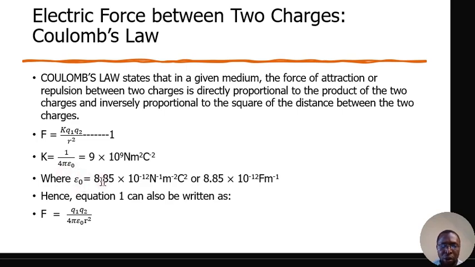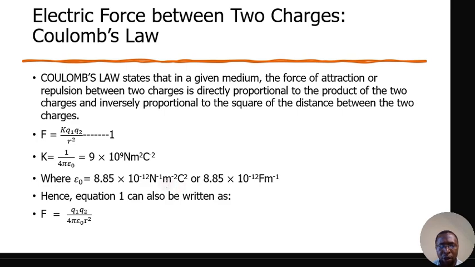The epsilon naught is also a constant, that is 8.85 times 10 to the power minus 12 per Newton per meter square coulomb square. Or in another way, it is 8.85 times 10 to the power minus 12 farad per meter. Either of them is correct. They are just constants that we should know.